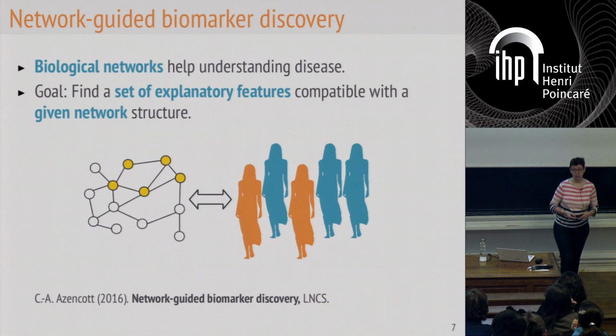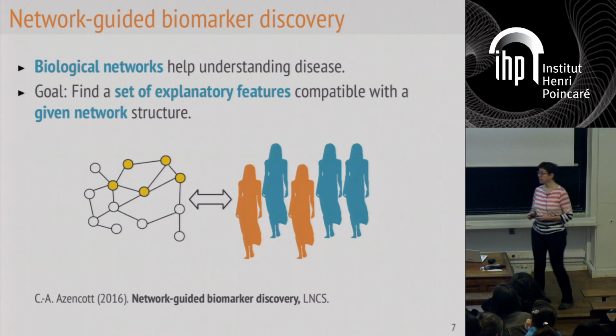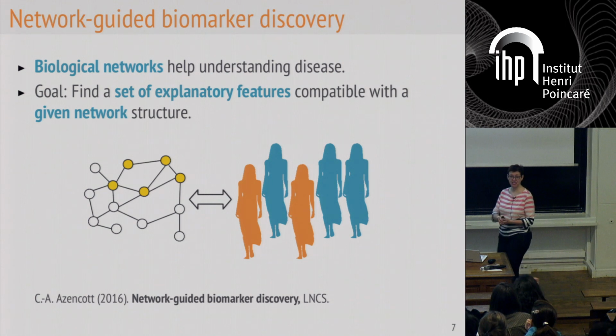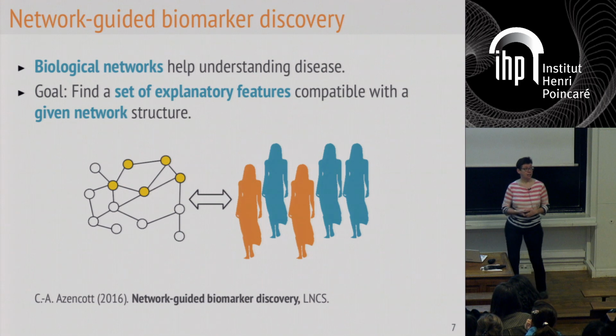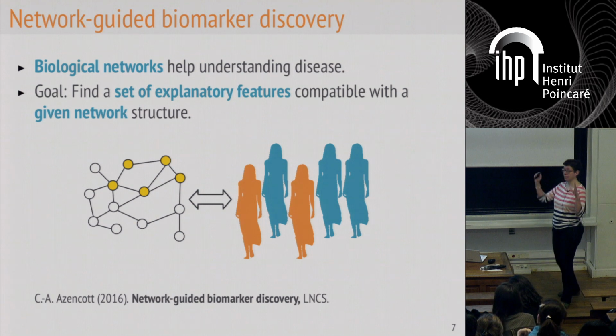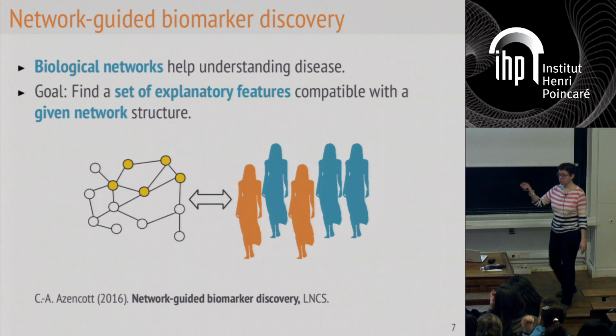Okay, so this is what I call network-guided biomarker discovery. Biomarker discovery is my way, when I talk to geneticists, to talk about feature selection, which is a problem we're working on. So we have this biological network. It's given. It's over my features. So remember, hundreds of thousands, if not millions, or even 10 million of features, a big network with lots of nodes, which are my features.